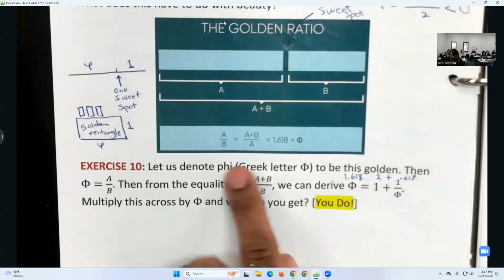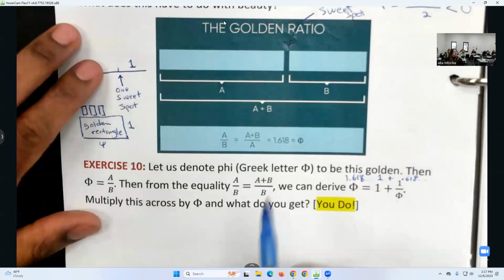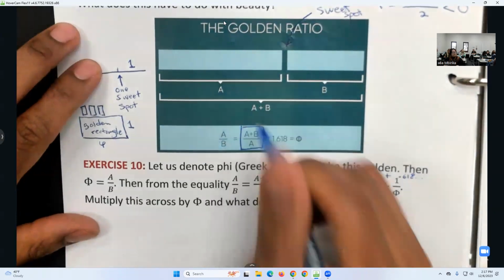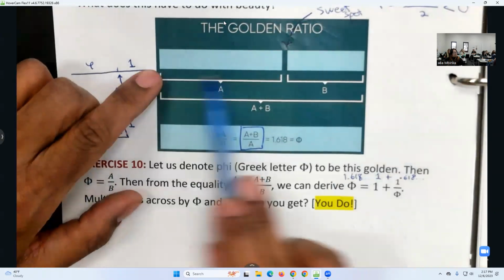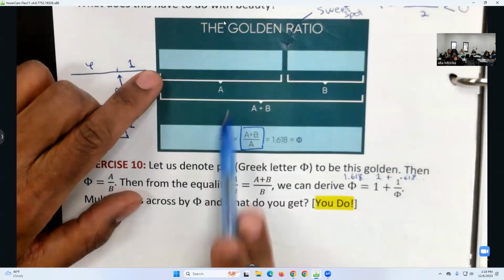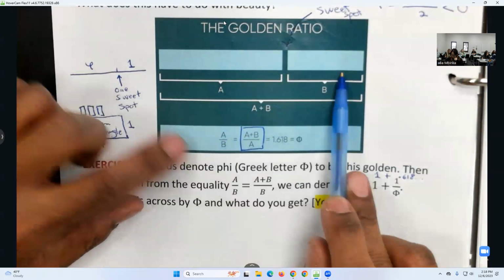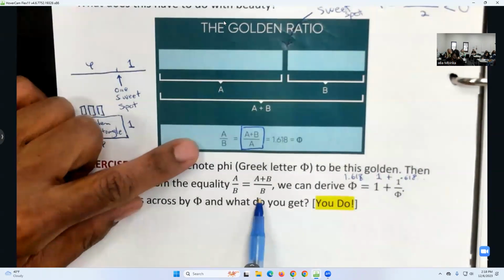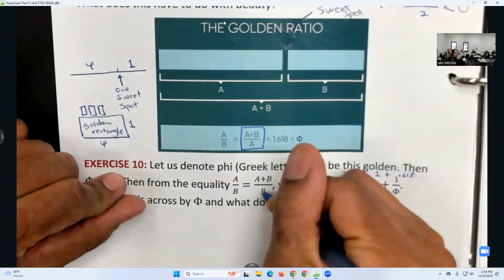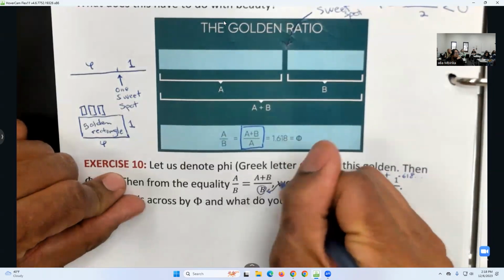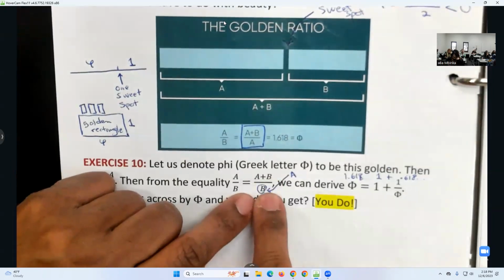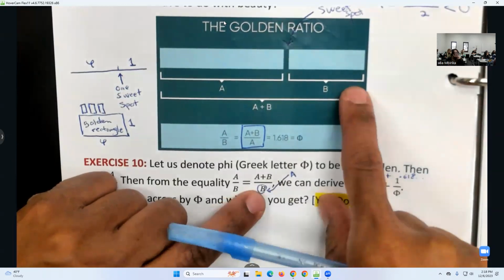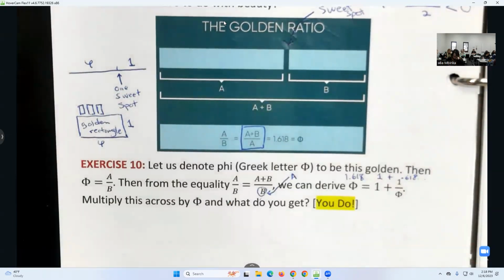Well, let's use this thing. And by the way, this is correct here: the ratio of the whole A plus B is to the big chunk A, as the big chunk A is to the smaller chunk B. But here I accidentally put a B. So this is a typo. It's an embarrassing typo because it doesn't make any sense. The ratio of the big thing to the big chunk, not B. B is the small chunk. We want the big chunk.